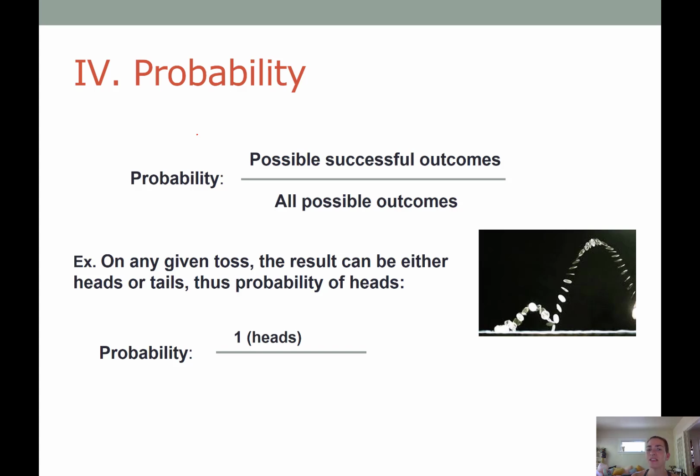And how many possible outcomes in total are there? There's 2. The coin could land on heads or it could land on tails. So the probability reduces to 0.5. 1 divided by 2, or 1/2, is 0.5.